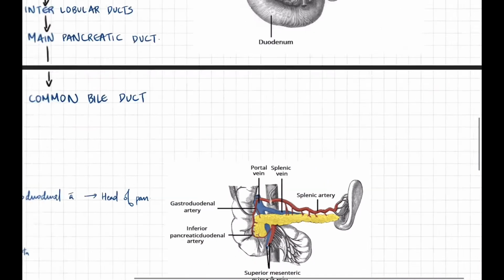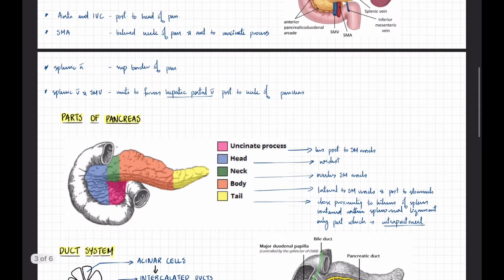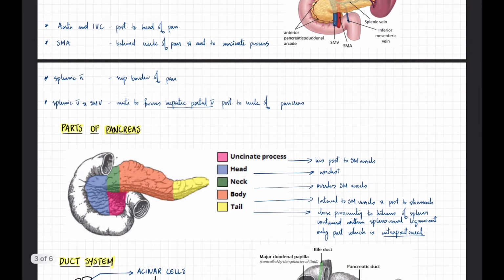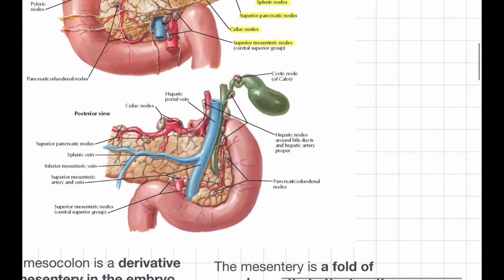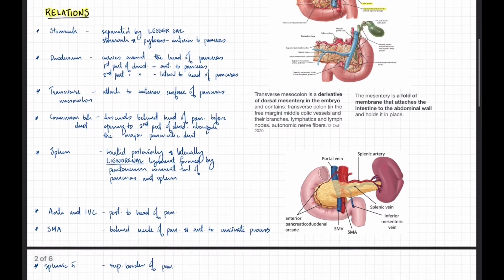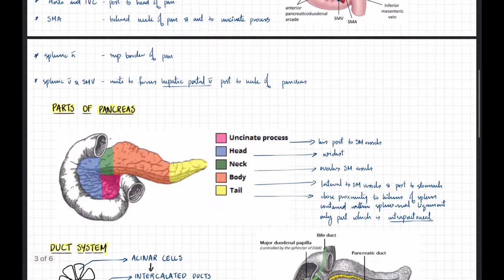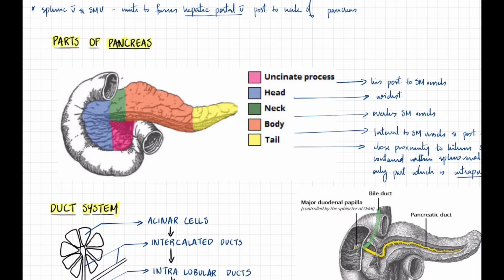This is splenic artery. Another relation is the splenic vessels: splenic vein and the superior mesenteric vein, which unite to form the hepatic portal vein posterior to the neck of pancreas. And that you can see here. Here is the splenic vein and the superior mesenteric vein, which runs posterior and joins the hepatic portal vein. So these are the relations of pancreas. Coming to the parts of pancreas. There are 5 parts to pancreas: uncinate process, head, neck of pancreas, body, and tail.